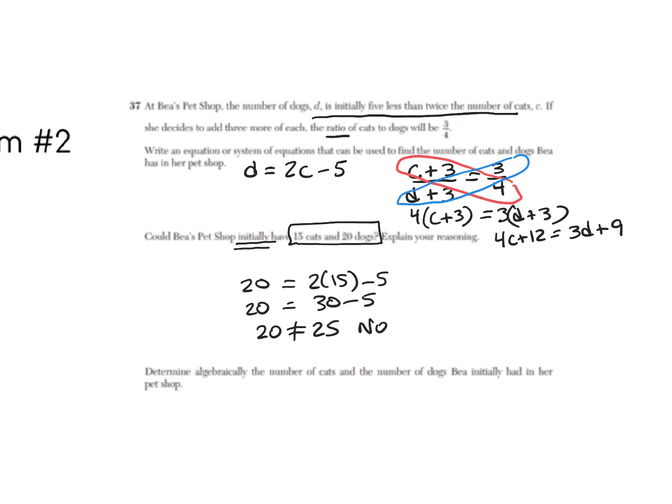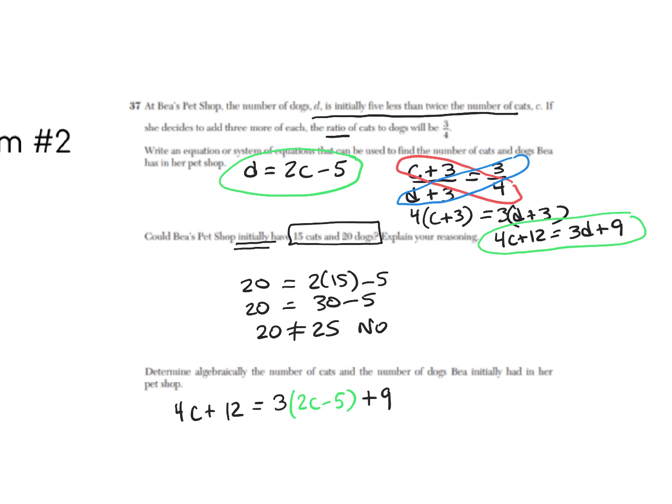That's the initial. Now it says determine algebraically the number of cats and dogs she had in her pet shop. That's after she added the 3 more. So I'll take these equations as they stand. Our dogs is twice the cats minus 5, and then once they've added the 3 of each, and the ratio is 3 to 4, then I will pop that in, and I'll say, okay, so 4c plus 12 equals 3d, and d is really 2c minus 5. I'll replace that d with 2c minus 5, and I'll show that in green. And then plus 9.